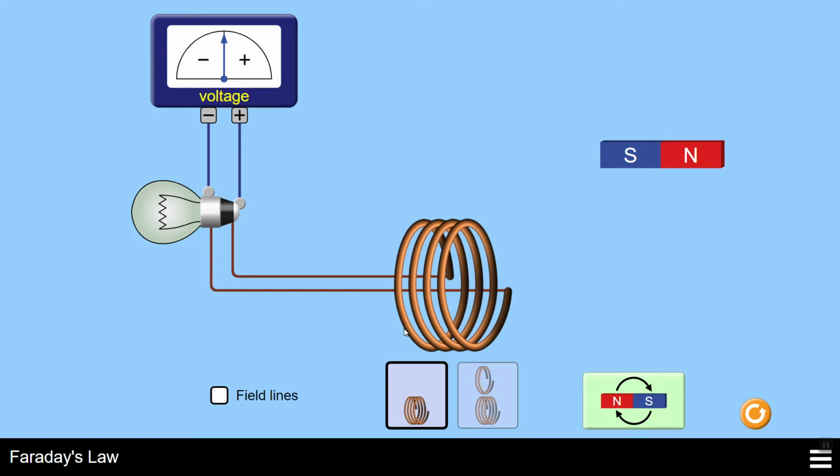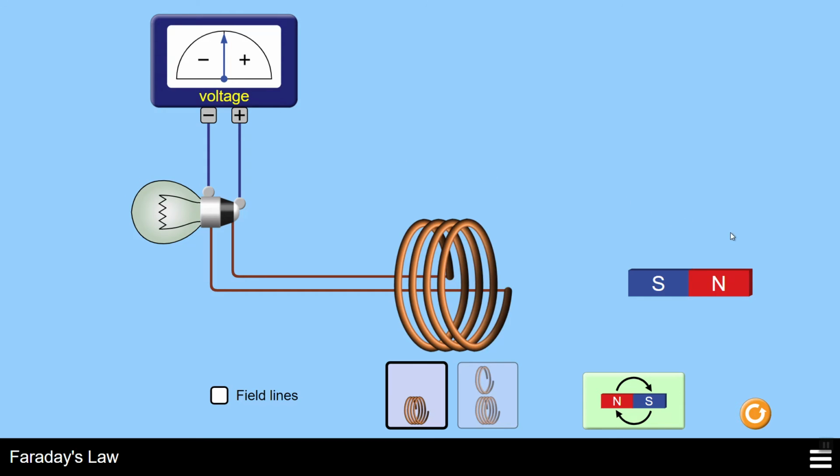So here we have four parts, from which we want to make an observation through this simulation. What I will do first in this simulation is grab this magnet with the south pole on the left-hand side, and we will observe the gauge on the voltage meter, positive being on the right side and negative being on the left.